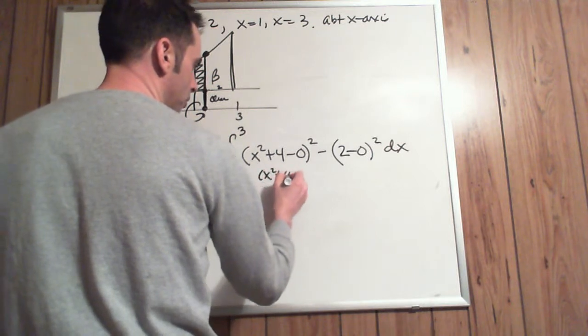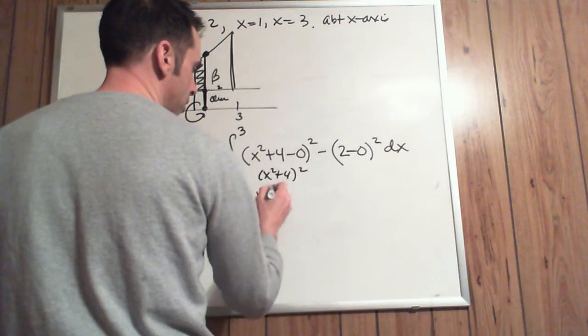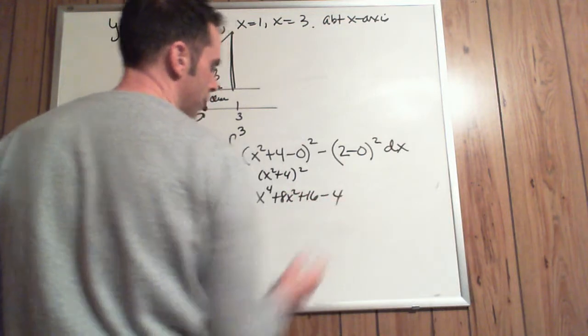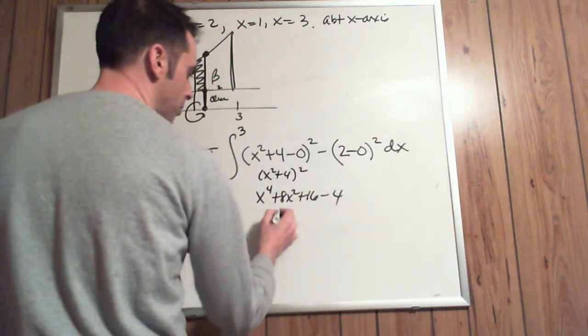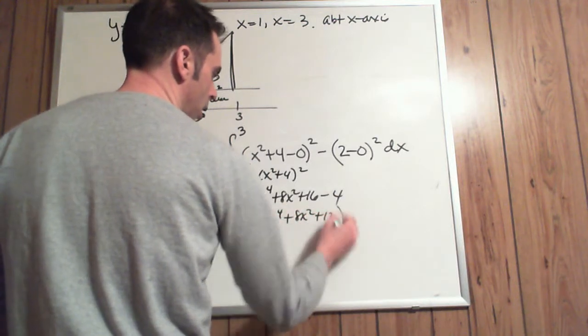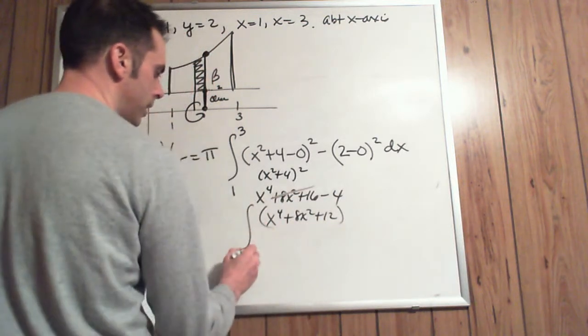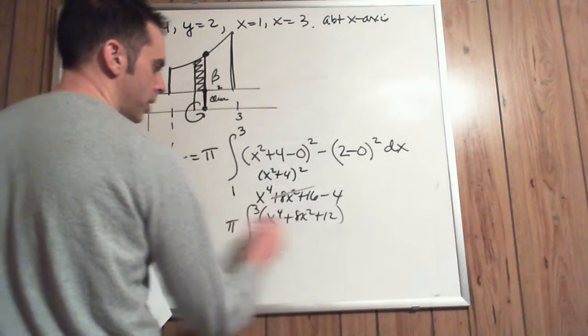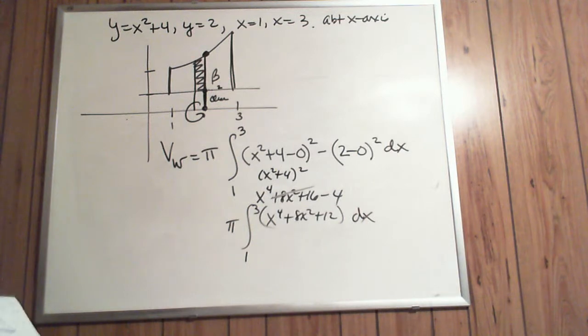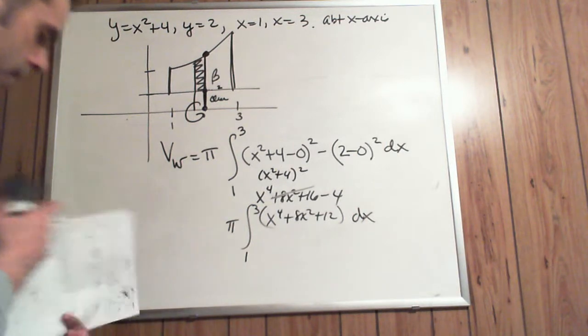x squared plus 4 squared would be x to the 4th plus 8x squared plus 16 minus 4. That cleans up to be x to the 4th plus 8x squared plus 12. Close it. And then you still have to take the antiderivative from 1 to 3, which is x to the 5th over 5 plus 8x to the 3rd over 3 plus 12x from 1 to 3 times pi.